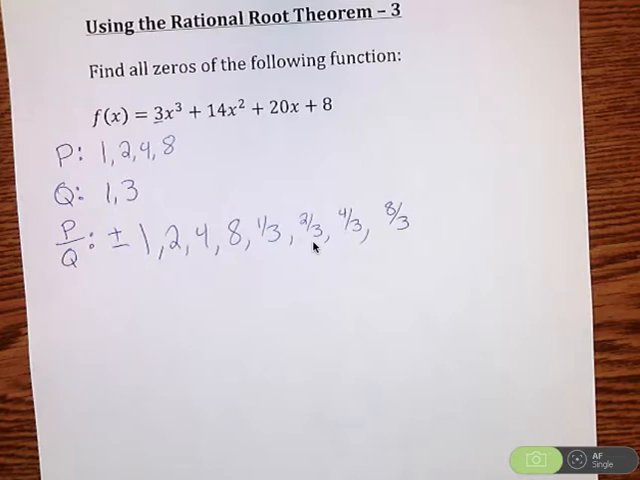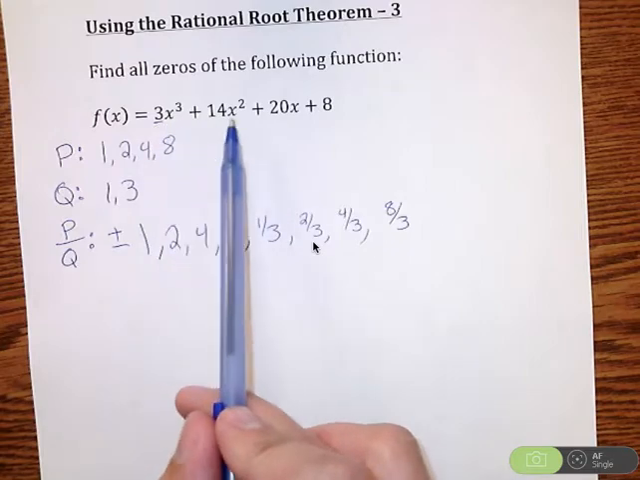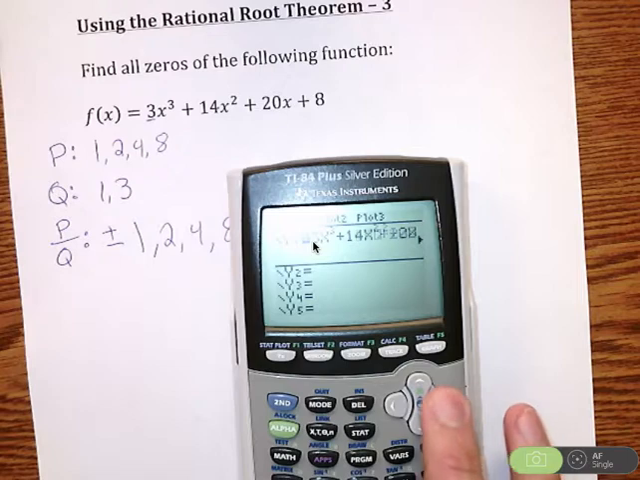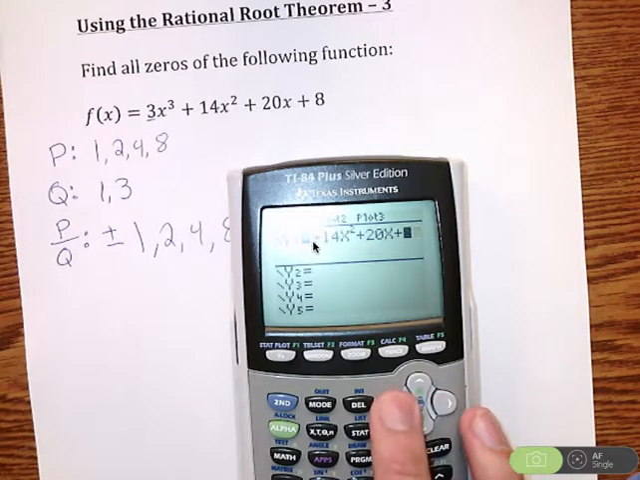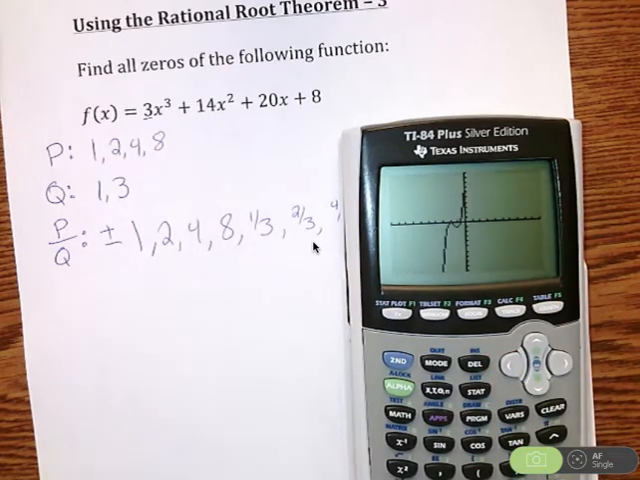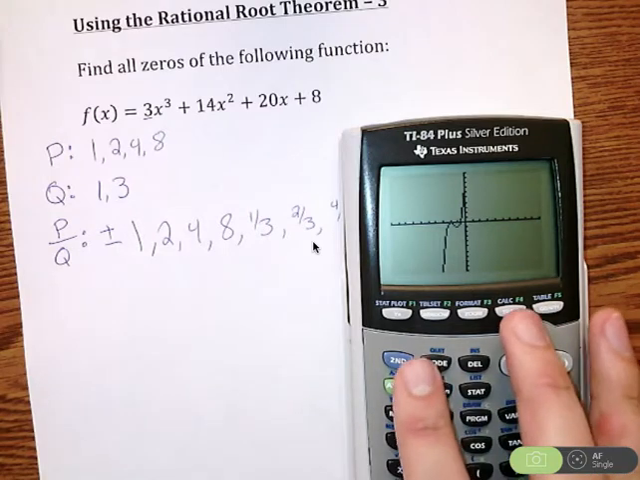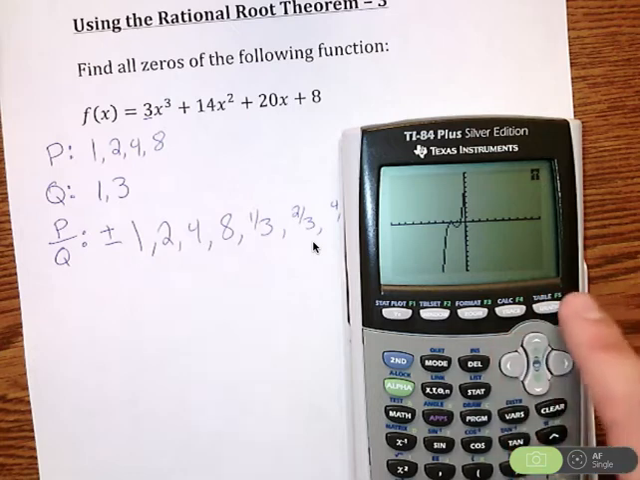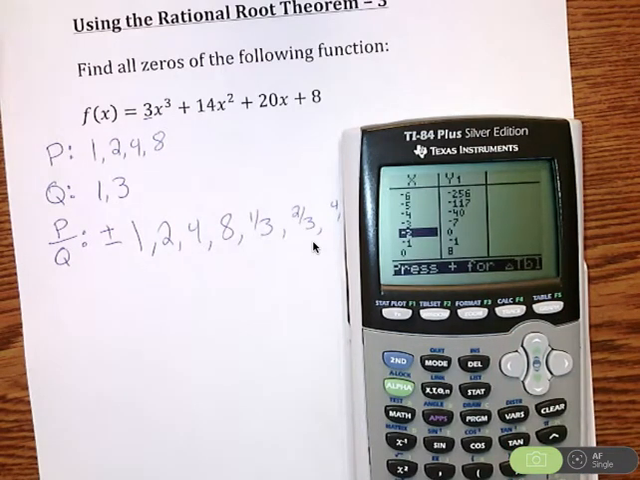The next thing to do is we're actually going to use our calculator to help us through this. We're going to do y equals, and plug in 3x cubed plus 14x squared plus 20x plus 8. I've already plugged it in for us. When you graph it, there's the graph. Great. Most importantly, what we want is the table of values. So we're going to do second and hit graph, which takes us to our table.